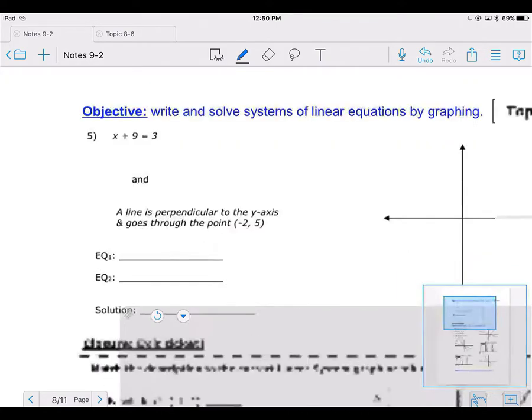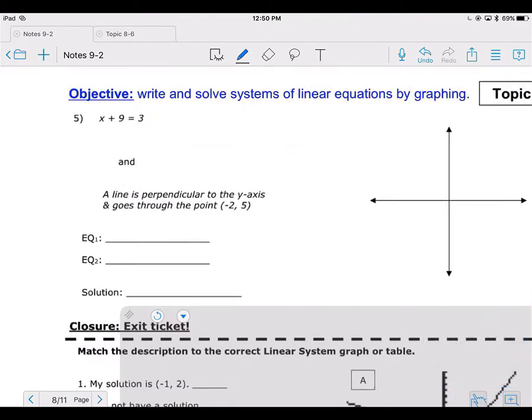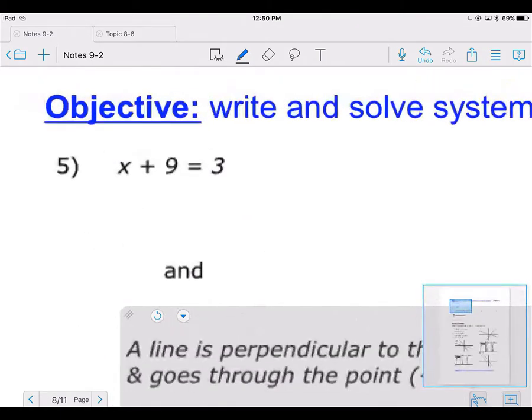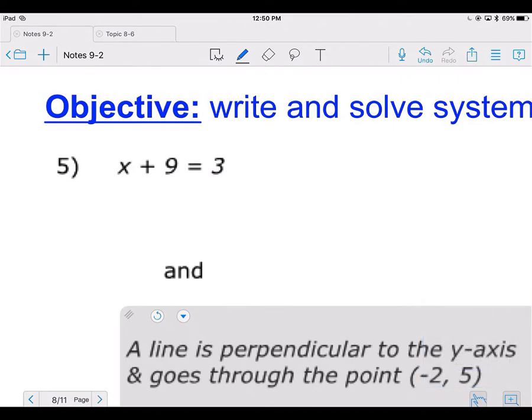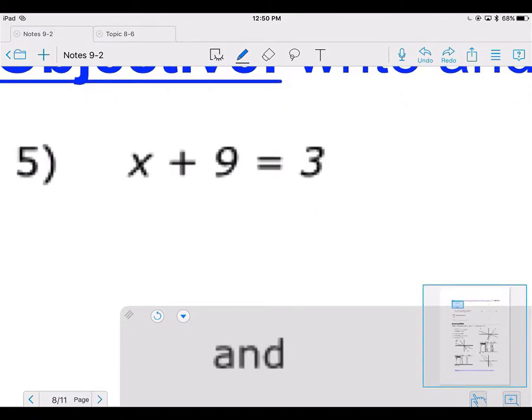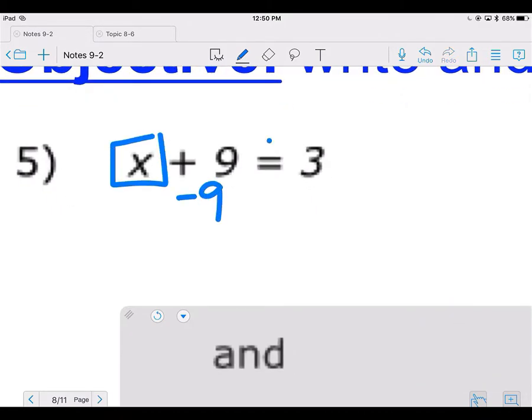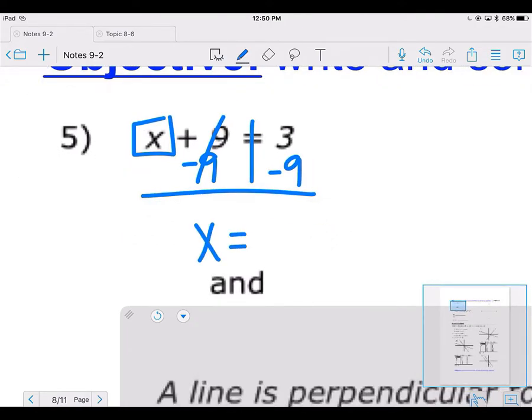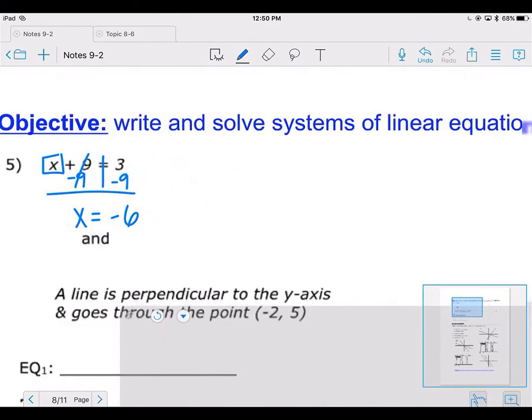For our last problem, we're not going to use a calculator because we cannot put the top equation into y equals. The reason I cannot put the top equation into y equals is because there is no y equals. I have x plus 9 equals 3. This is a special case because I only have one letter. In order to solve, I try to get x by itself, so I move 9 to the other side. x equals -6. So when I graph this, this is a VUX.